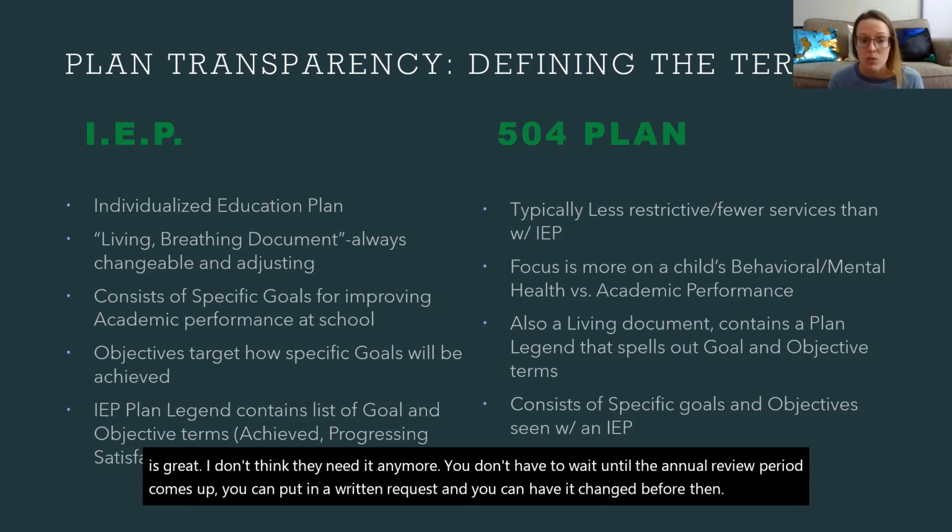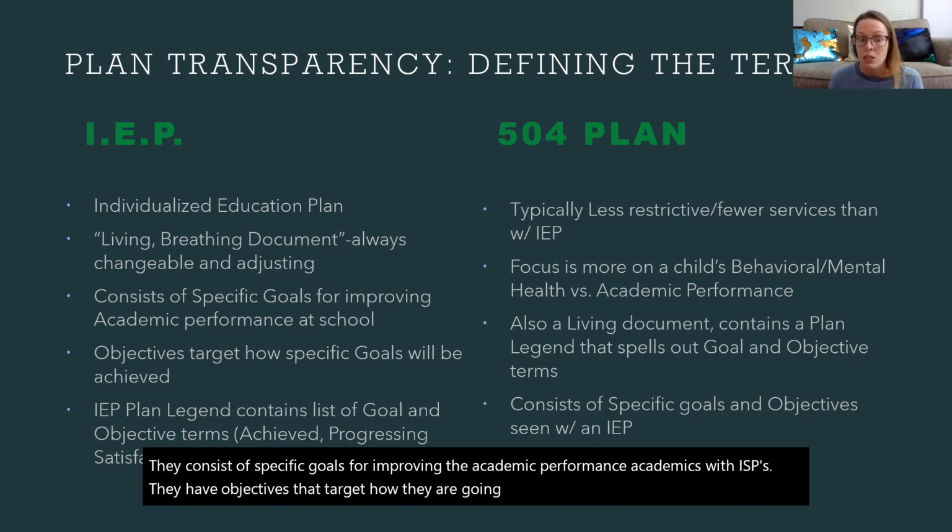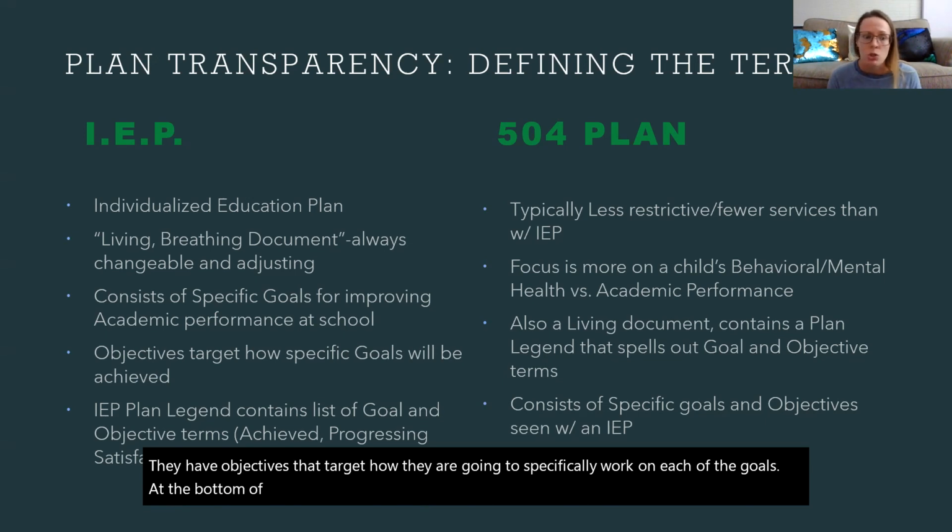They consist of specific goals for improving the academic performance, academics with IEPs. They have objectives that target how they are going to specifically work on each of the goals. At the bottom of the IEP should always be a plan legend. I actually brought one.